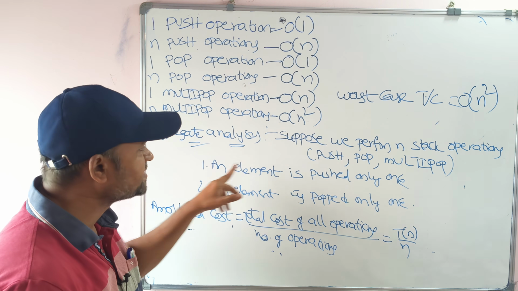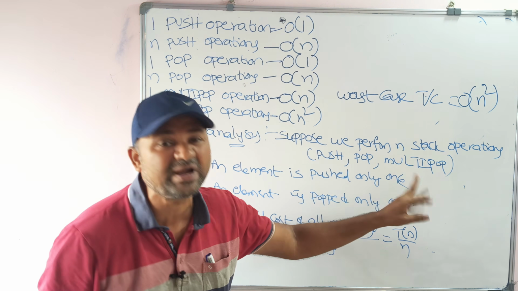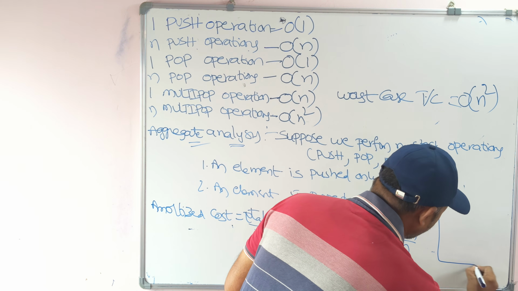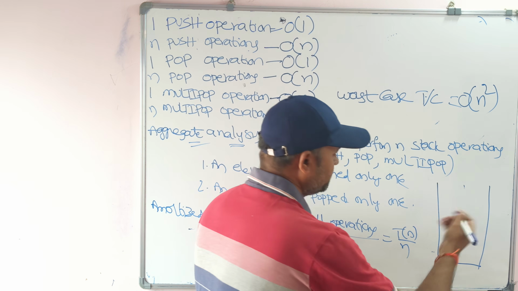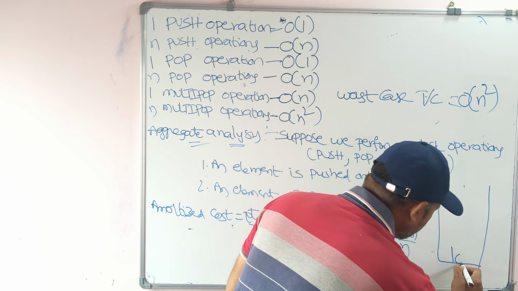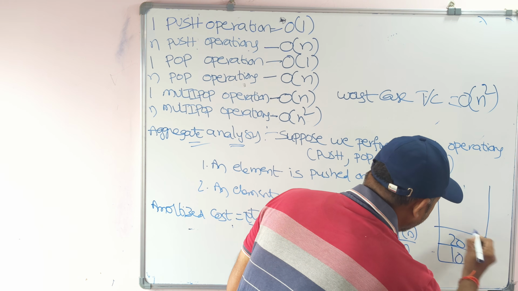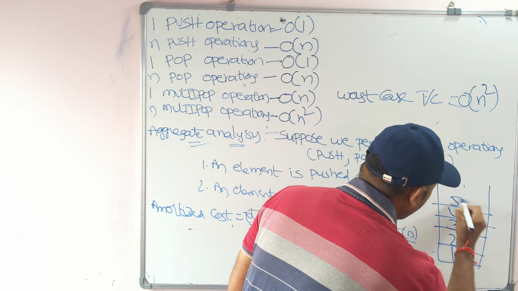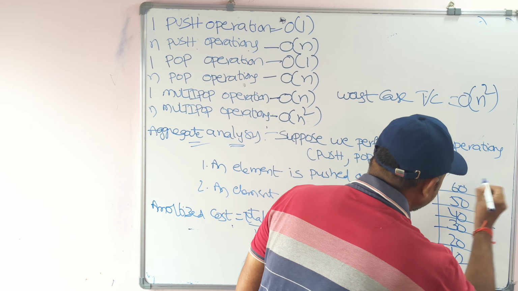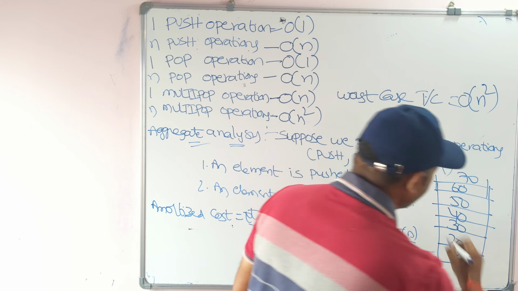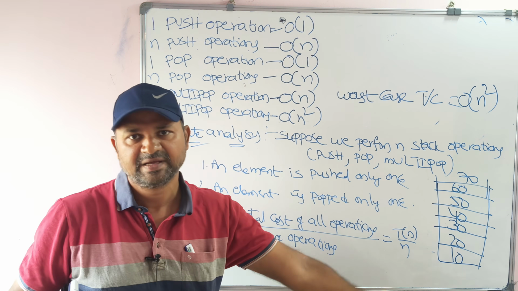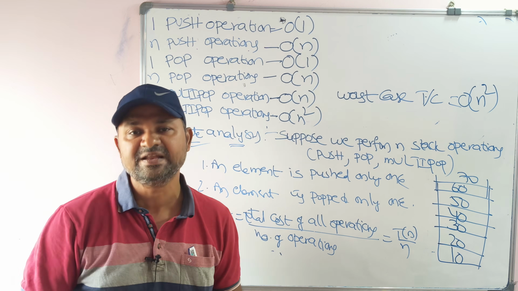Here the point is that an element is pushed only once. Let us assume that we are performing some push operations: push of 10, next push of 20, next push of 30, push of 40, push of 50, push of 60, next push of 70. Here an element is pushed only once. Here we are pushing only 7 elements.